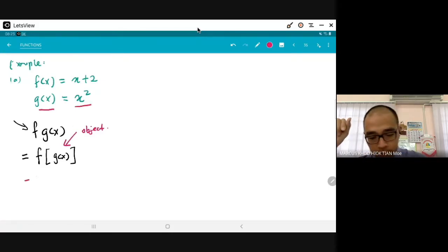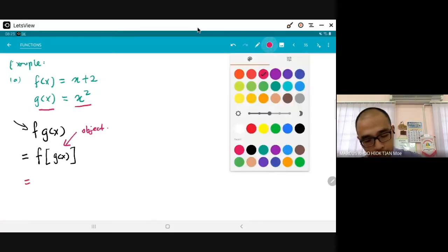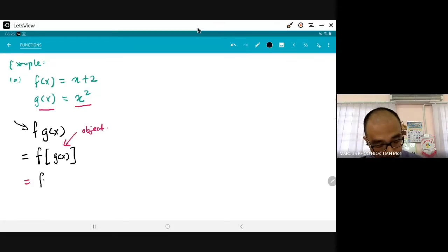So I'm going to write this as f, and then I'm going to change the kurungan. Oh, sorry, I should change the kurungan like this. So what is g(x)? g(x) is x squared. I substitute the g(x) masuk di dalam sini. Okay, so far so good?